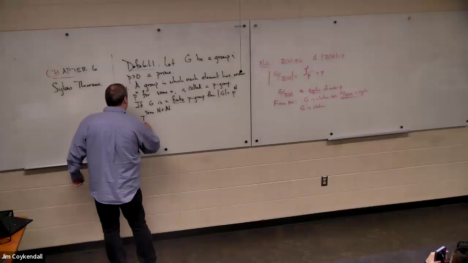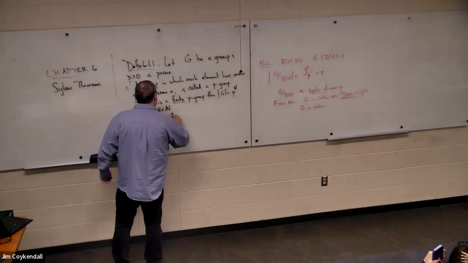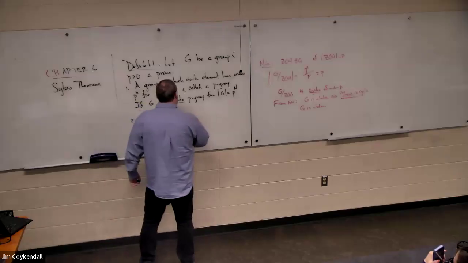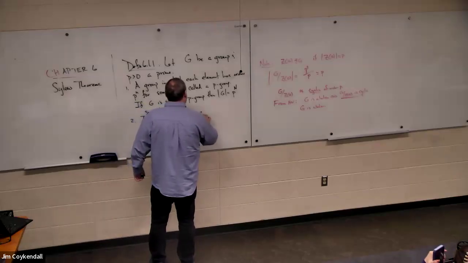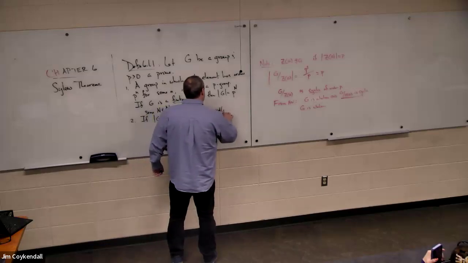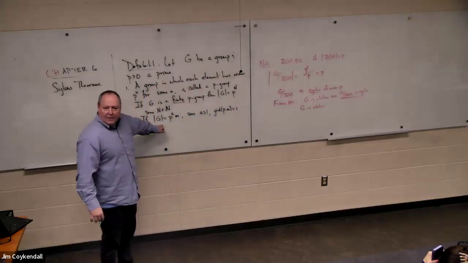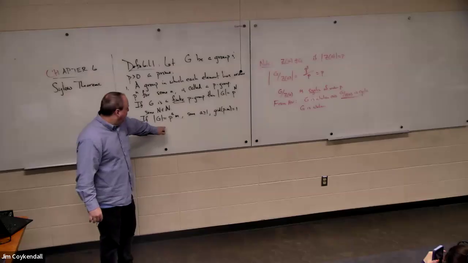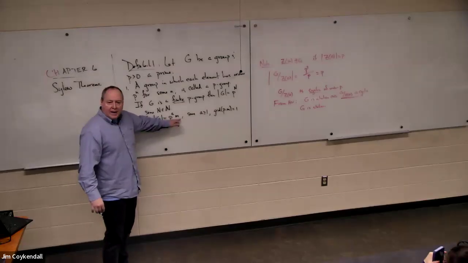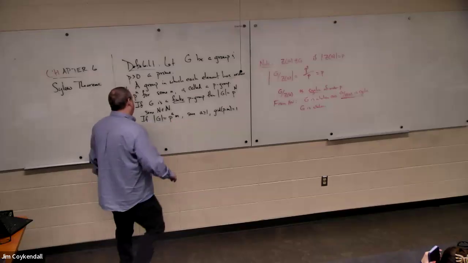If the order of G is p to the a times m, for some a greater than or equal to 1, and gcd(p, m) equals 1. So in other words, suppose I have a finite group. What I've done is write the order of G as p to the a times m, and I've sucked all the powers of p out of this that I can. So there's no other power of p that divides m, right?